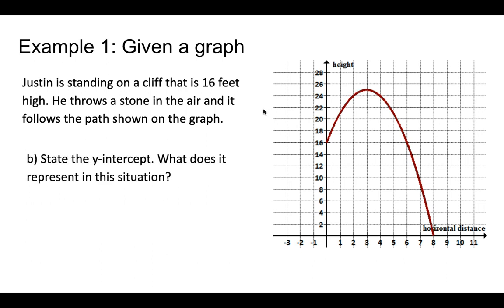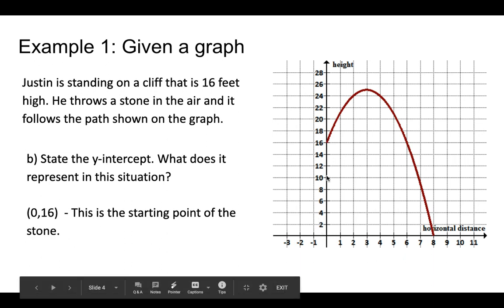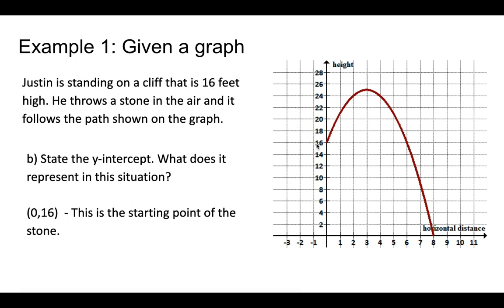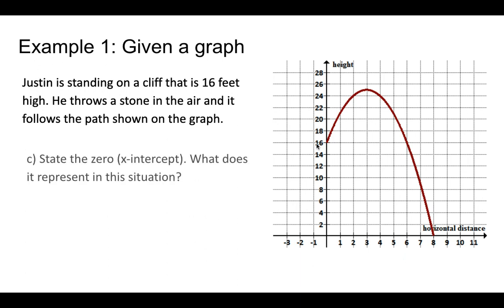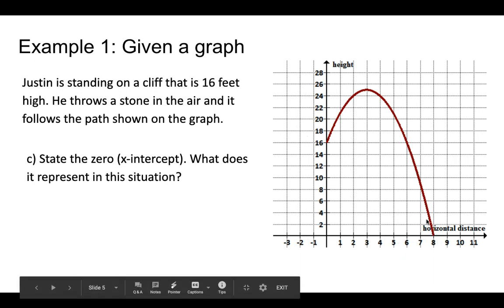Part B: what is the y-intercept and what does that mean? The y-intercept is where the graph intersects the y-axis, and that's when x is 0 and y is 16, and that's where the stone starts from. Okay, next question. State the zero, or the x-intercept. What does it represent? The x-intercept is where the graph intersects the x-axis, and that happens when x is 8 and y is 0, and that's where the stone lands on the ground.